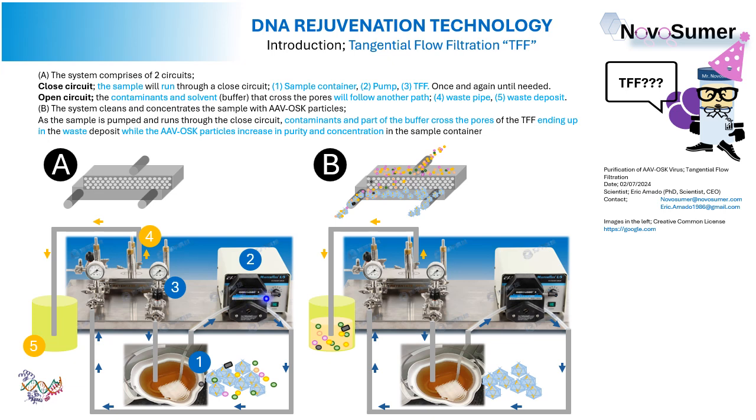So the sample now is here in the pump. The pump is pumping and it goes through this pipe and ends up in the TFF device. It will enter the TFF device through the inlet pipe. It will go this way, this way, this way, this way. It will cross the TFF device, go out through the outlet pipe, and end up in the sample container again. So as I have said, this is a closed circuit.